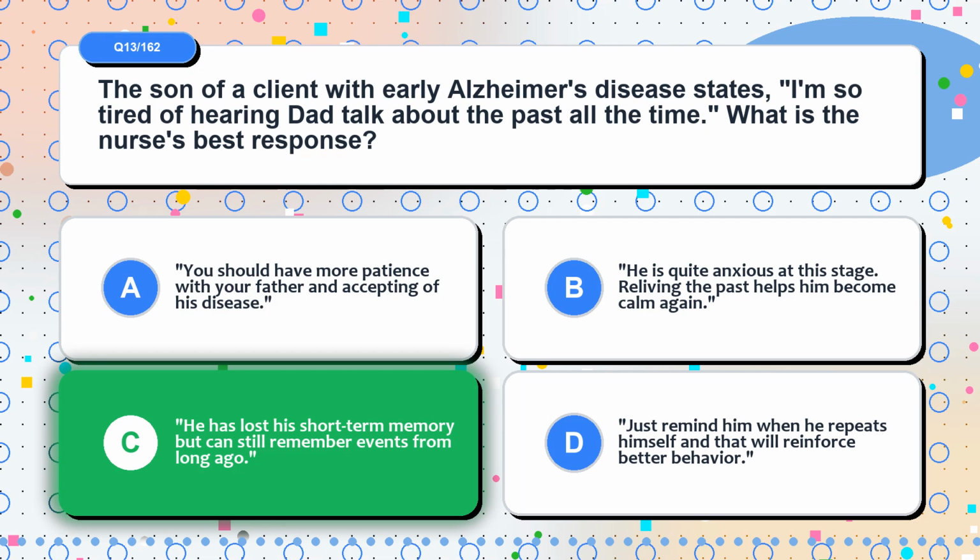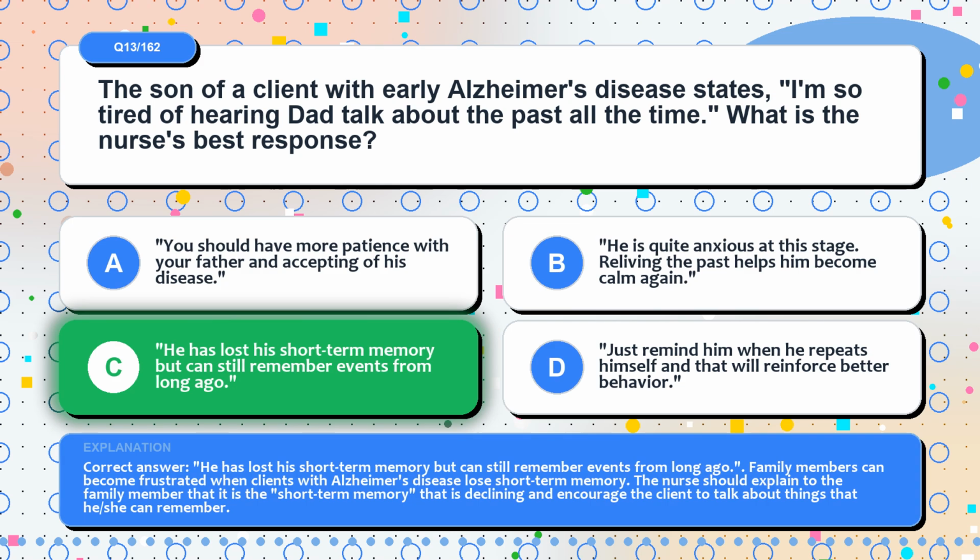The correct answer is option C. He has lost his short-term memory but can still remember events from long ago. Family members can become frustrated when clients with Alzheimer's disease lose short-term memory. The nurse should explain to the family member that it is the short-term memory that is declining and encourage the client to talk about things that he/she can remember.